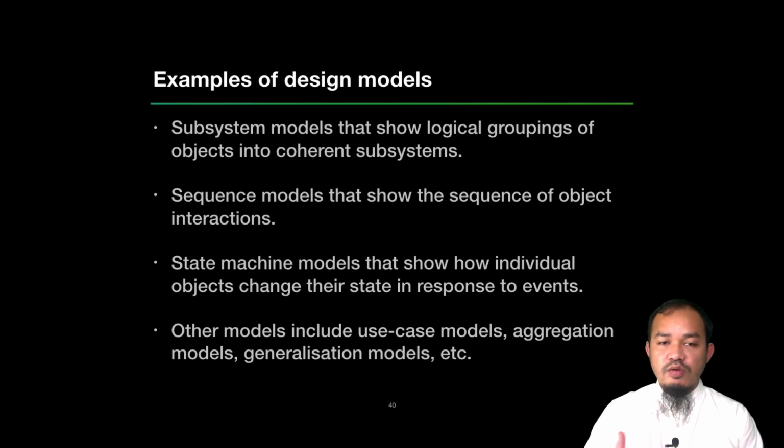From object A to object B, how they interact, how they send, how they reply, how they verify the message, okay. We can use a state machine model that shows how an individual object changes its state in response to an event. For example, when an event is sent to one object, how does it change its status? So we have to use the state machine diagram.